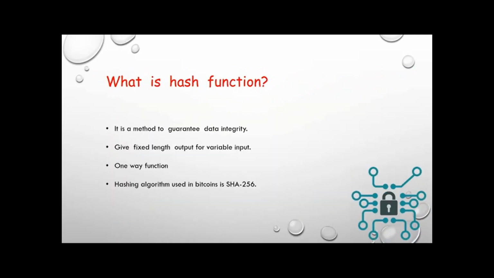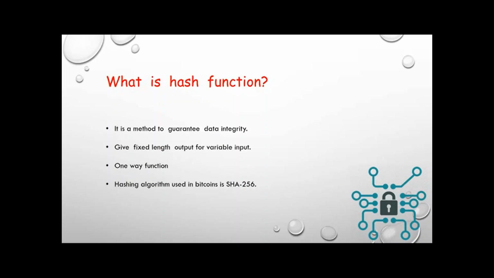Now what is a hash function? It is a method to guarantee data integrity. It gives fixed length output for any variable input. It is a one-way function, and the hashing function used in Bitcoin is SHA-256.